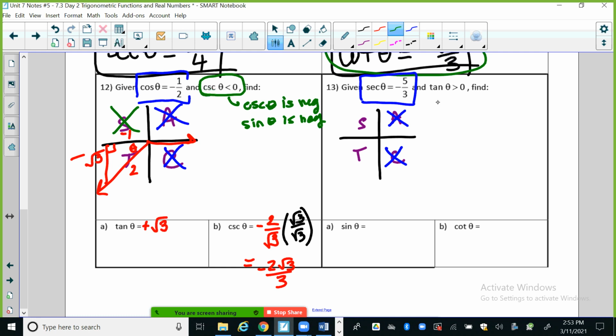So the other piece of information we were given is that tangent of theta is greater than 0, meaning tangent of theta is positive. So tangent of theta is positive in quadrant 3. So our angle is in quadrant 3. And now it's exactly again like the example above. Let's draw our triangle.